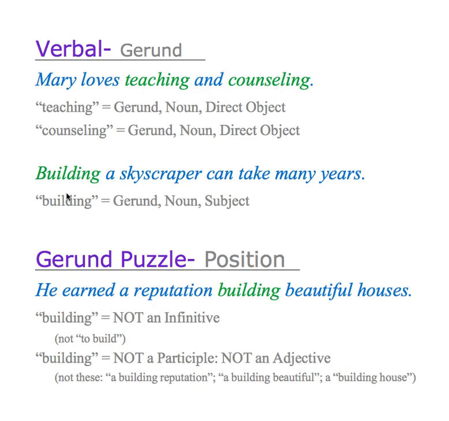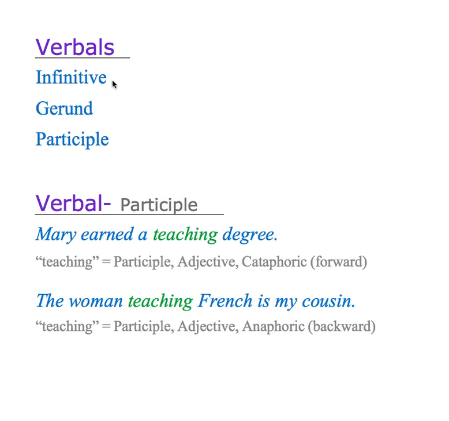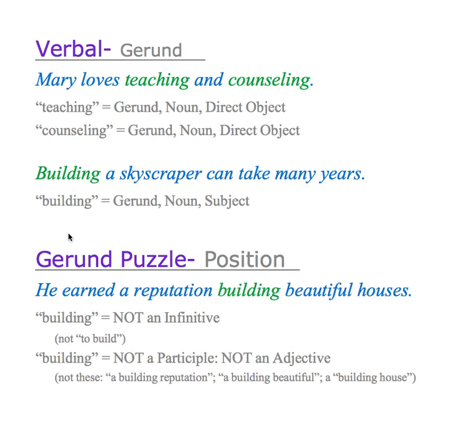Another example is building a skyscraper can take many years. We see the word building. It has the ing form, okay, but it's a gerund. It's functioning as a noun, all right? It's also functioning as the subject of the sentence. So you see then, the infinitive is pretty straightforward and clear. It's hard to get that confused when it's acting as a verbal. All right, the gerund we're going to talk about in a minute, and I already covered the participle. I did a video on that. We saw how the puzzle can be solved. So let's jump to the gerund puzzle.